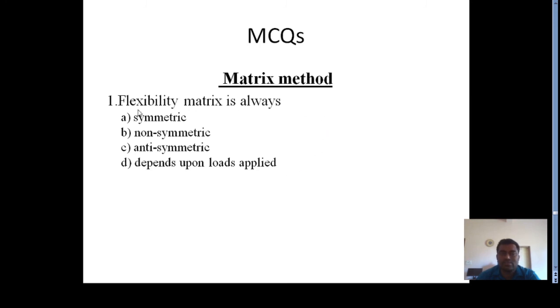What is the choice of this multiple choice question? Your flexibility matrix is normally symmetric. Okay, this is the answer A. Why? Because there is no non-symmetric, anti-symmetric and there is no load dependence on it. Therefore your answer will be symmetric. Always the matrix will be symmetric in flexibility matrix.